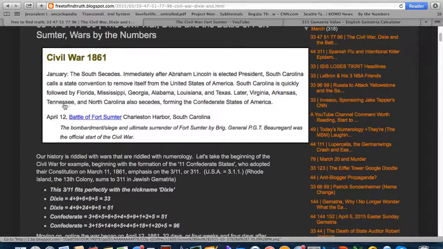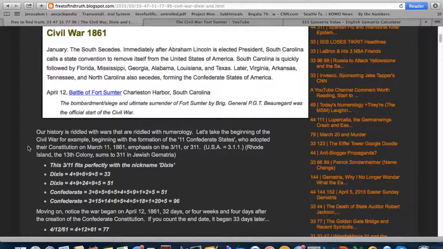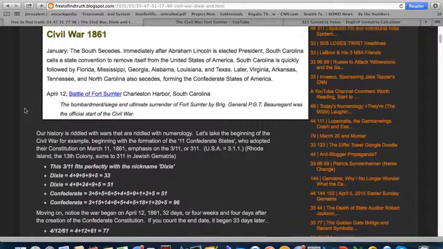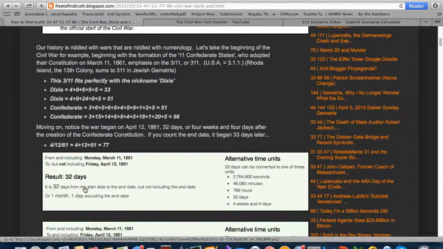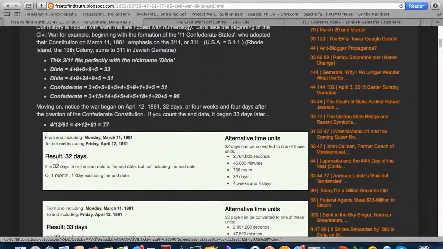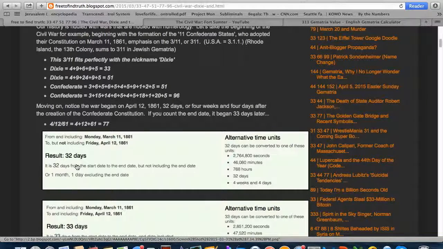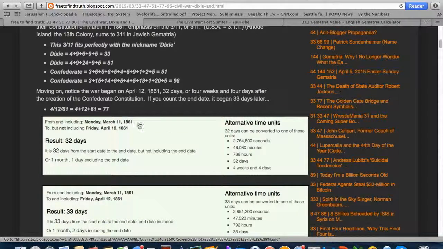The Civil War began in 1861, April 12th, with the Battle of Fort Sumter. And as we'll come to see, there were no casualties, not a single casualty in this event. Before the war began, it was March 11th, 3/11, 1861, that the Confederate States declared their Constitution. It would be 32 days later that the Battle of Fort Sumter would happen, or if you count the end date, 33 days. 32 days is also 4 weeks and 4 days.